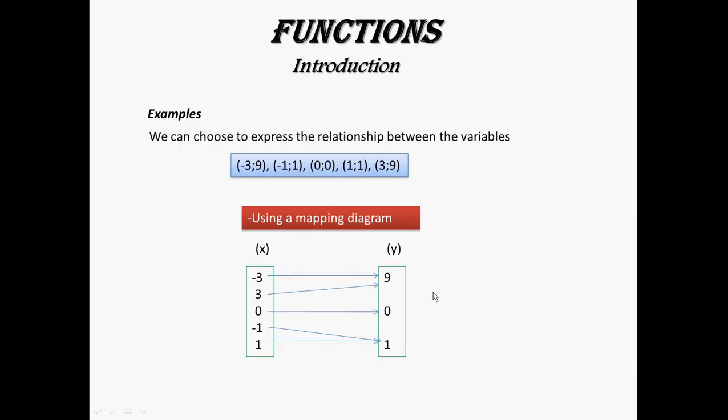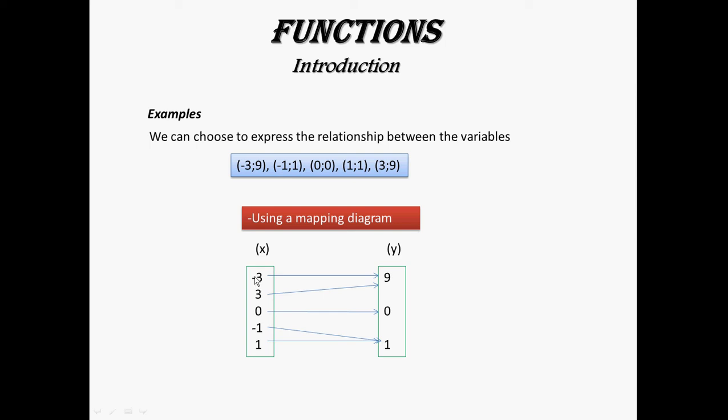Let's look at a numerical example and put to use the knowledge that we have just acquired. We can express the relationship between these variables using a mapping diagram. Here in our question, the term which is at the x position is the input, and the term which is at the y position is the output. So our x here is the set of inputs. So our x is the domain, and our y here is the set of outputs. So y is the range.